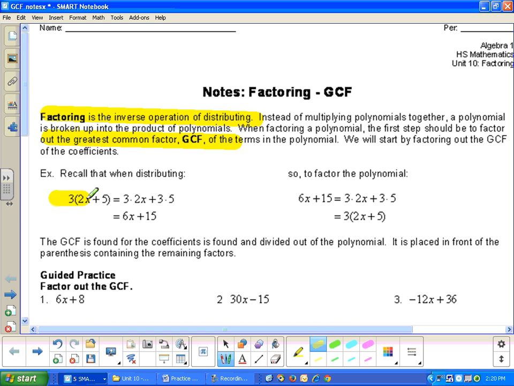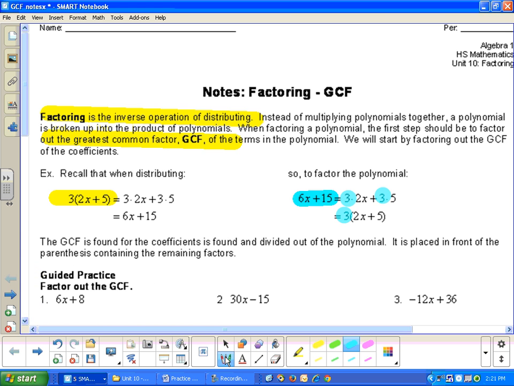So if we start here, this is what we've done before. We have 3 times 2x, which is 6x, and 3 times 5, which is 15. So we're going to go the opposite way. We're going to look at this and say, okay, where did that come from? What's in common that goes into both 6 and 15? Well, 3 is what's in common. We put what's in common up front, and we write the leftover factors inside. Now, this is the easiest way that we can do this.